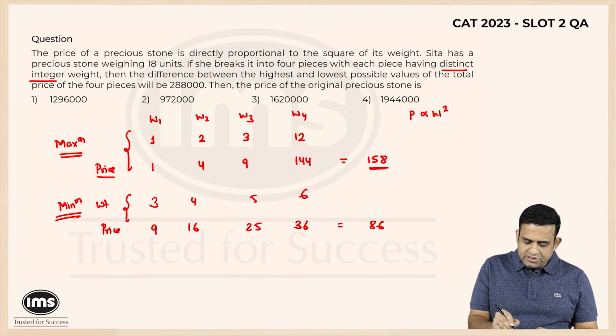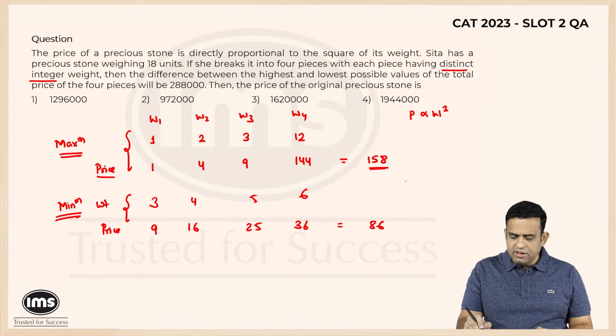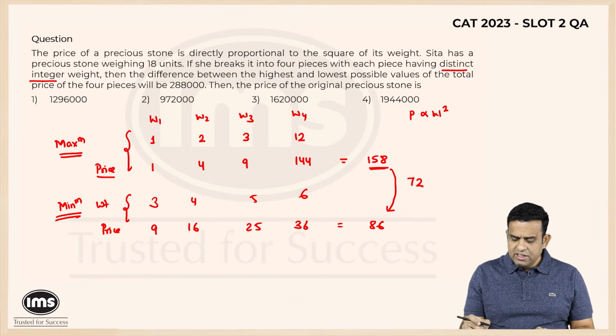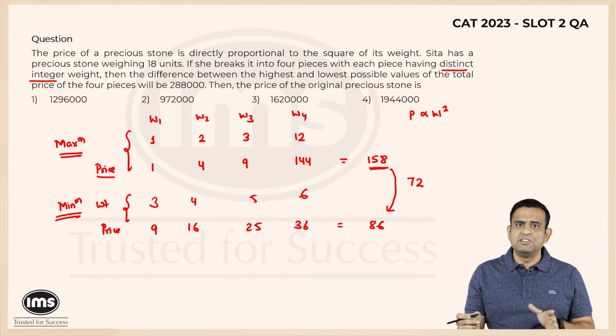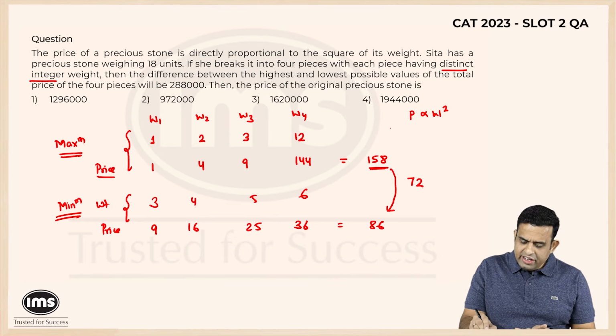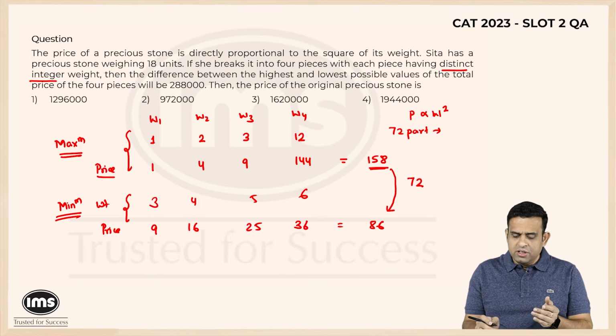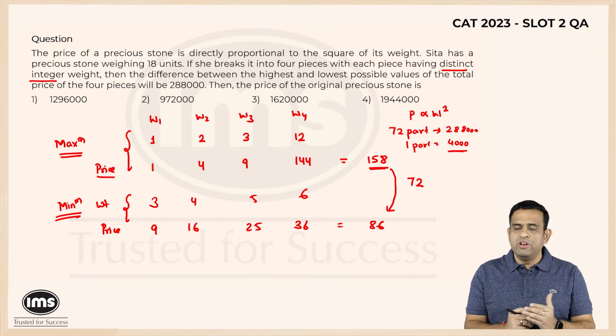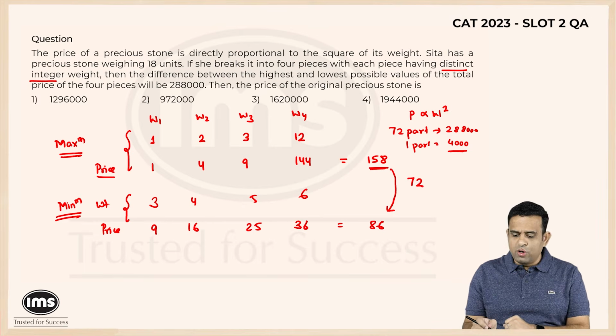So as I told you, the price will be nothing but something square here. What is the difference? If you look at the difference in this particular case, this amounts to 72. The thing is that 158 minus 86 is nothing but 72. If I say 72 parts is my difference between the max possible value of those stones, then this is given to you as 288000. So one part will be nothing but 4000 over here, because 288 upon 72 will give me a 4. I got one part corresponding to 4000.